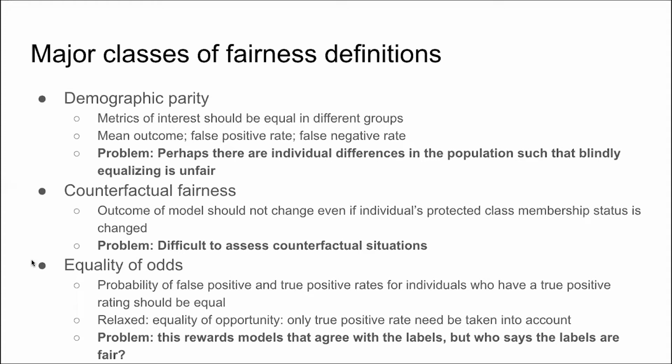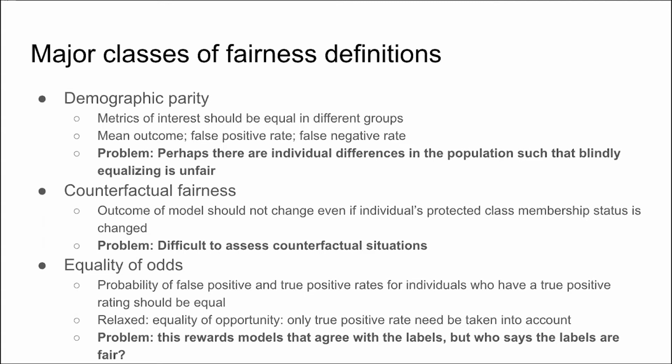And so finally, we have this thing called equality of odds. This is a bit like demographic parity, but instead of saying that the success rates for all groups should be the same, the authors narrow in and say, no, it's more that the probability of the false positive and true positive rates for individuals who have a true positive rating should be equal. So of the individuals who deserve the opportunity, of that subset of the population, the proportion of individuals getting the opportunity should be the same. And that's why it's called equality of odds, or sometimes when it's more narrowly defined, equality of opportunity.